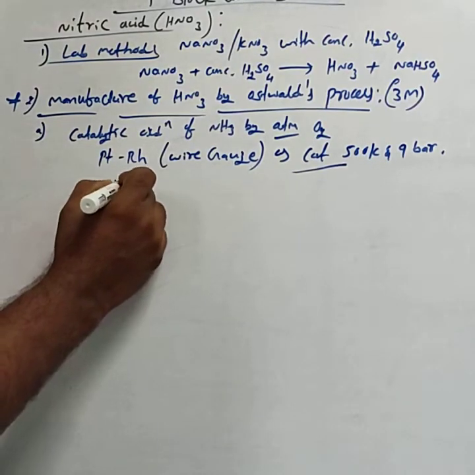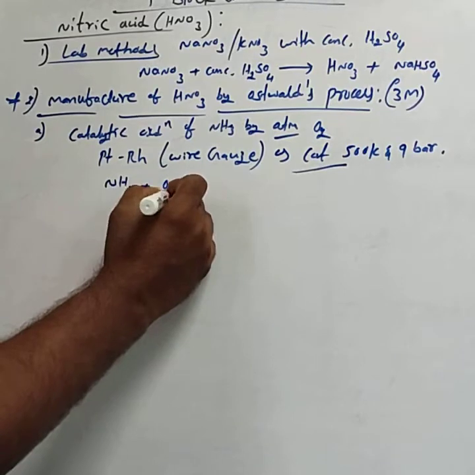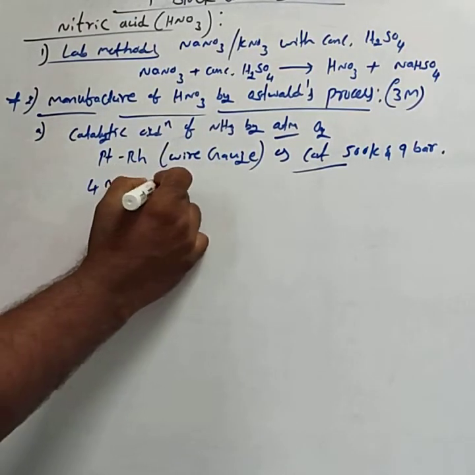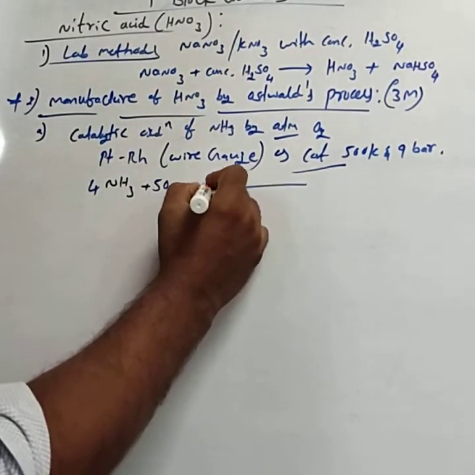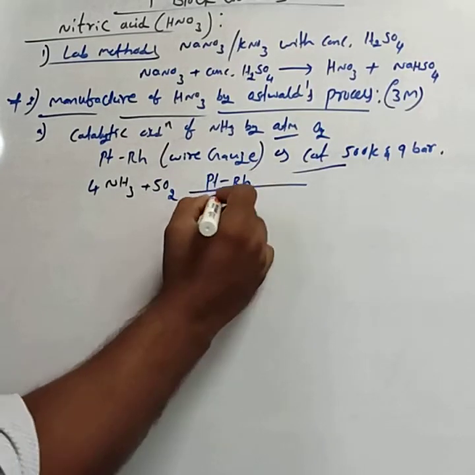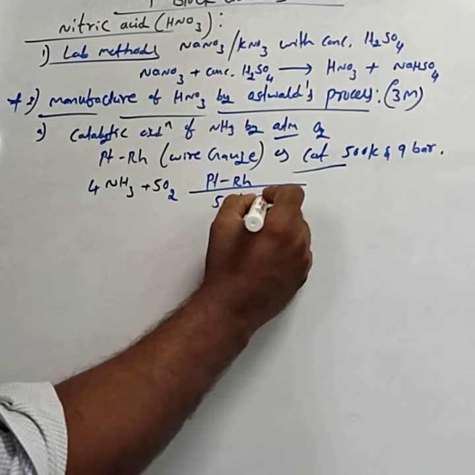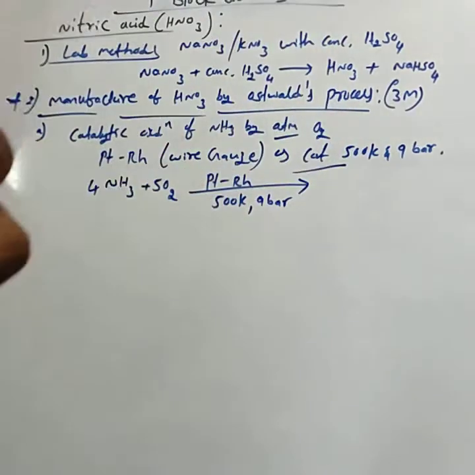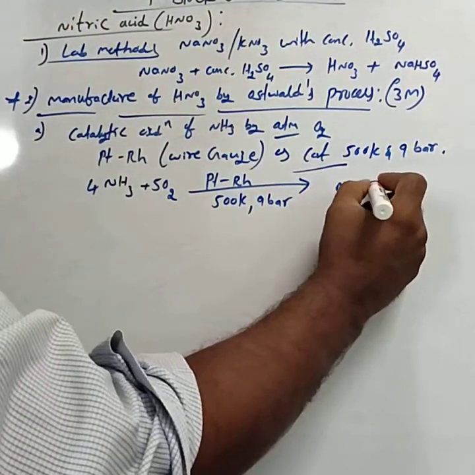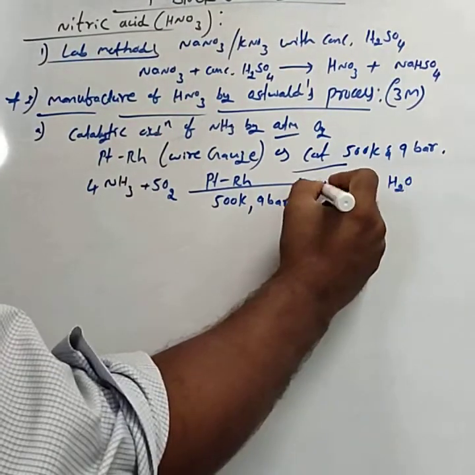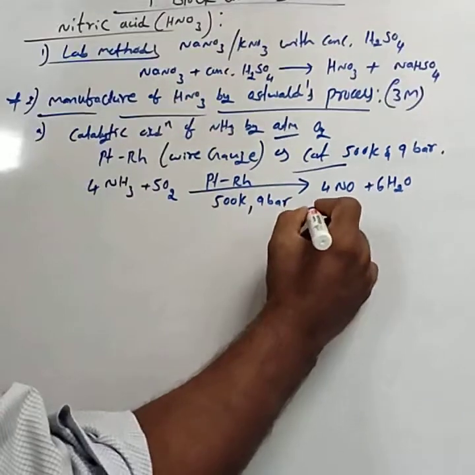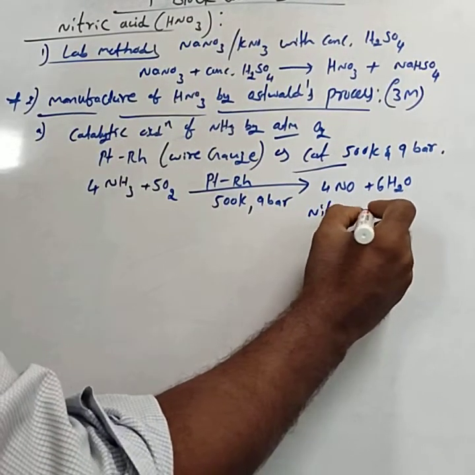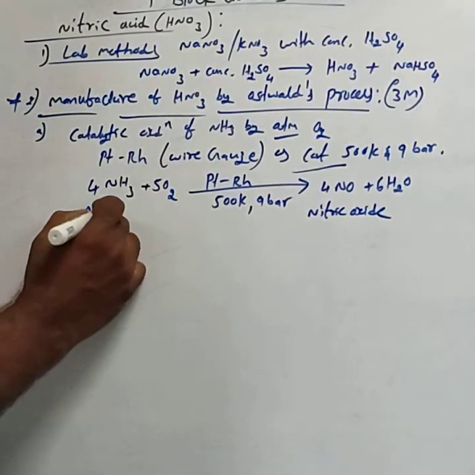For this, the reaction is NH3 plus O2, that is 4, 5. Balance this one, 4 and 5, in the presence of platinum rhodium, 500 Kelvin, 9 bar pressure. Products formed are NO and H2O, with 4, 6. Without balancing you will not get the marks, hence you have to balance. This is nitric oxide, and this one is ammonia.